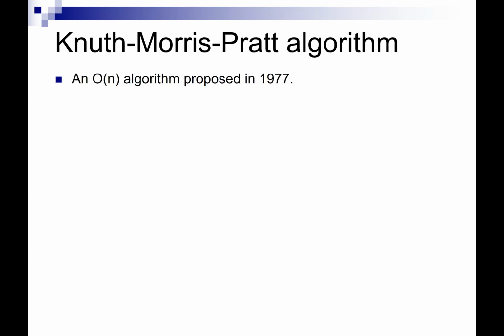And so what we're going to do today is look at the first algorithm, called the KMP algorithm. It is named after the three creators, Knuth, Morris, and Pratt. This is an order n time algorithm, so it's an optimal algorithm, and it was proposed in 1977.